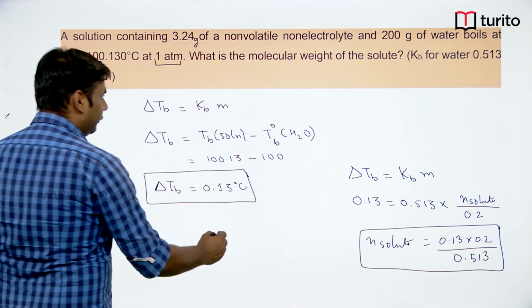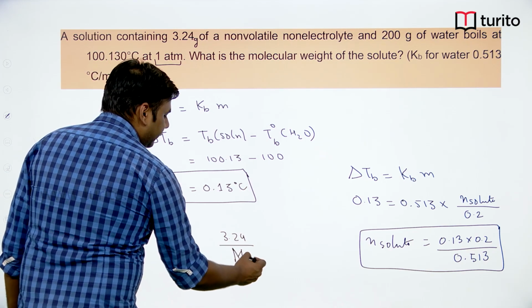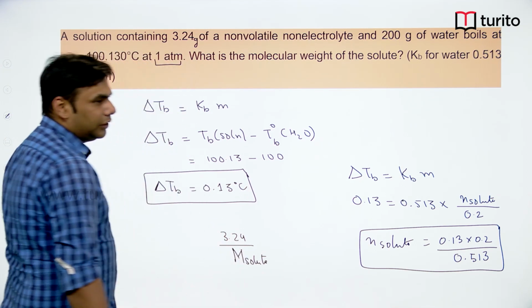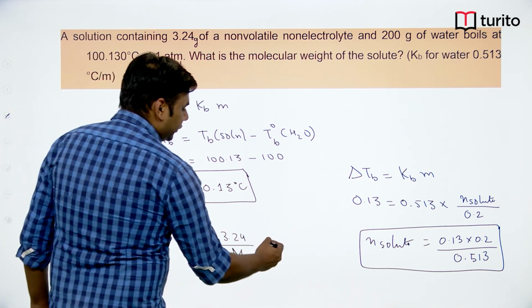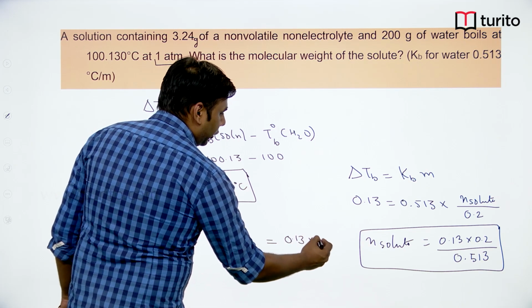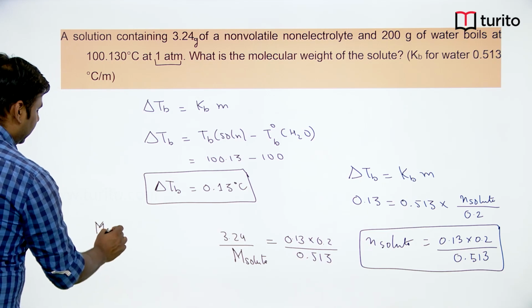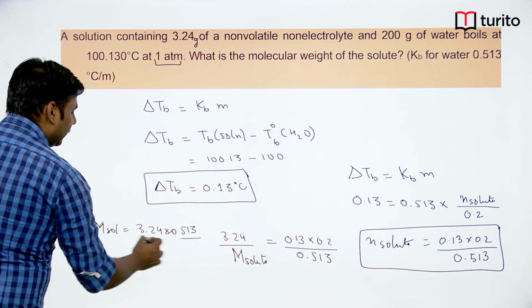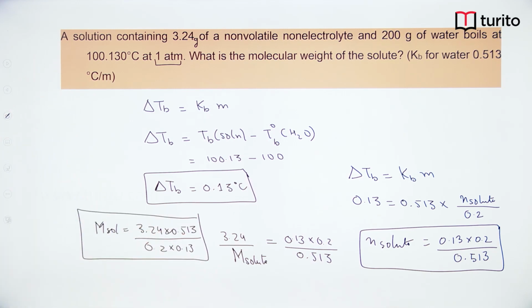We know that the number of moles of solute would be mass of solute, which is 3.24, upon molar mass of the solute. Capital M is representing molar mass and not molarity. Whenever I write capital M solute, it means molar mass of solute, and capital M solvent, molar mass of the solvent. So this is 0.13 into 0.2 upon 0.513. So the molar mass of the solute in this case would be 3.24 into 0.513 divided by 0.2 into 0.13. You can just plug in the values and get the molar mass of the unknown solute.